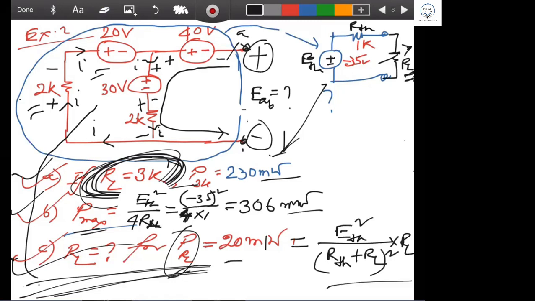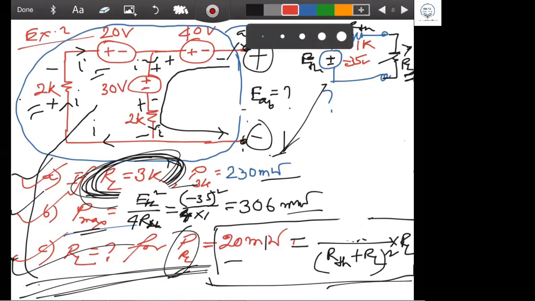So this is PRL equal to this equation, and in this case the PRL is 20. So 20 equals this. This is the equation you are getting. Among this equation, you know the E Thevenin square. E Thevenin square is what? It is minus 35 whole square. Vs square is minus 35 whole square. And you know the R Thevenin. What is R Thevenin? 1, sir. Good, excellent, beautiful.